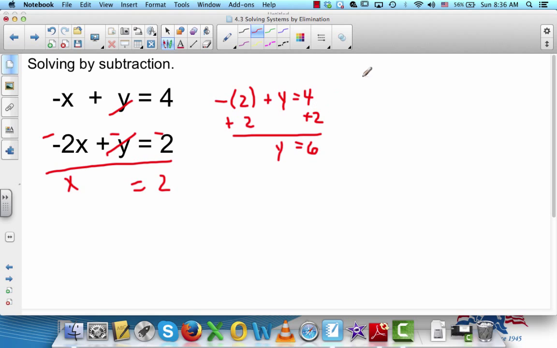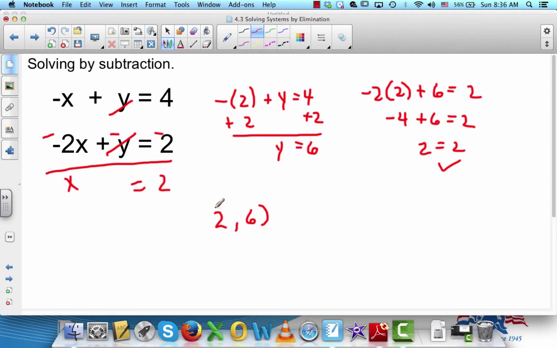And once again, we're going to check our answer. So we go negative 2 times 2 plus 6 equals 2. That gives us negative 4 plus 6 equals 2, and that is 2 equals 2, and we've got a correct answer, so that means our solution set is (2, 6).